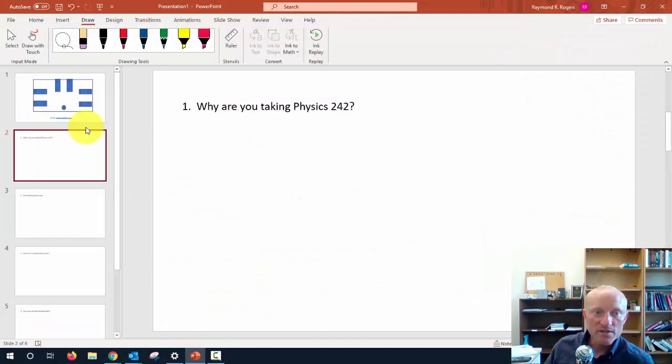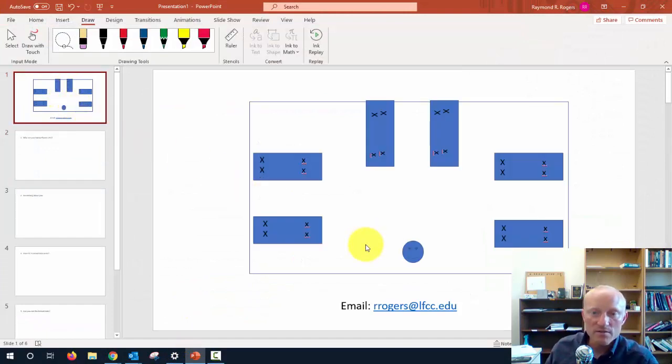For the face-to-face setting, what I did was I said, okay, this is the physics classroom. I have 24 people, 6 groups of 4. Each person is an X. And I would go say, hey, any questions? And I would work my way all the way around the room, and I'd come back to this side. Any questions? That's what I'm going to do in my Zoom sessions.